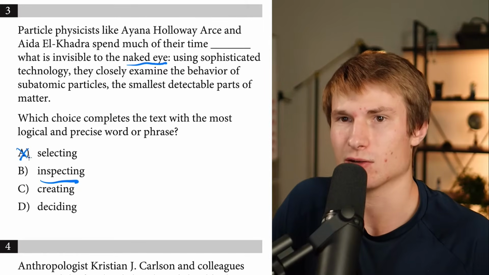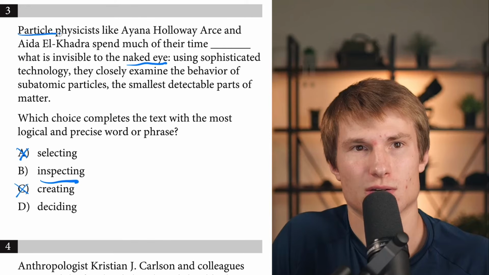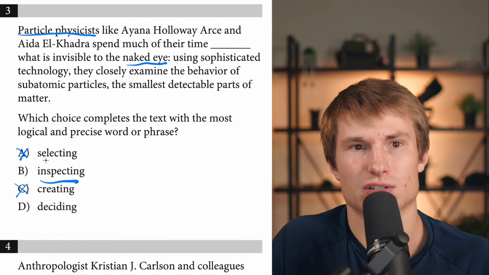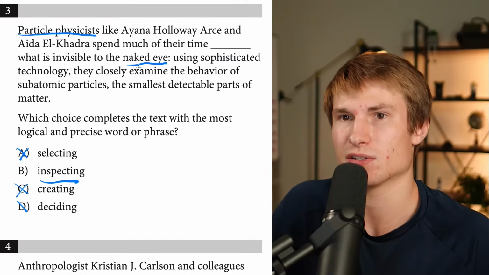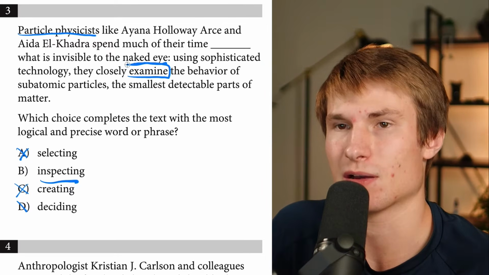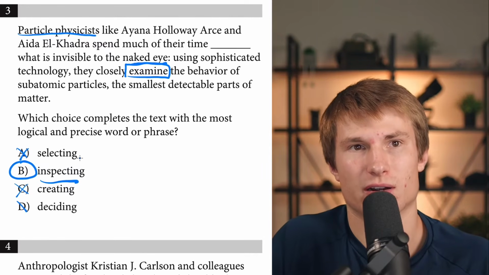They wouldn't be selecting what's invisible. They wouldn't be creating what's invisible. If something is invisible to the human eye, it would be difficult to create, but that is even irrelevant because these are particle physicists. Okay, so they're going to spend much of their time inspecting the things that are invisible to the naked eye. Okay, we have here using sophisticated technology, they closely examine the behavior of subatomic particles. Once again, that would indicate that they would be inspecting there. Okay, so inspecting would have to be our answer there for number 3.